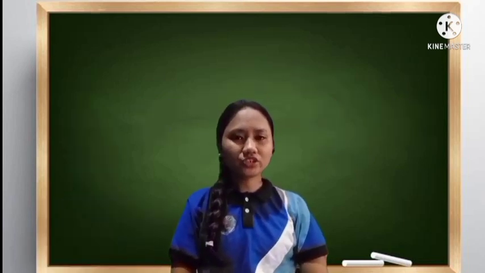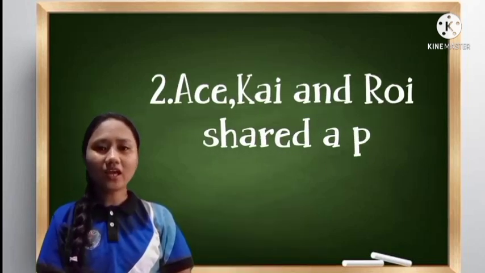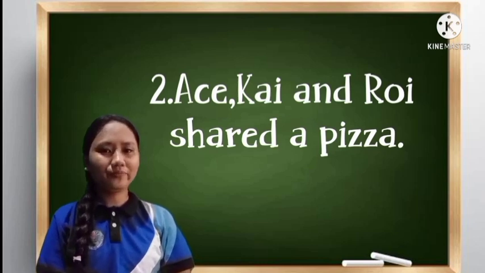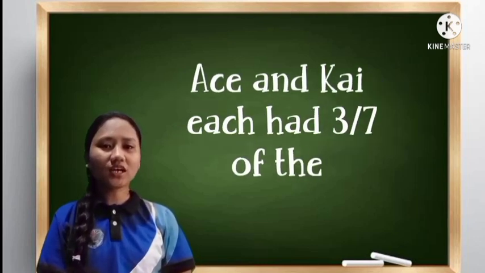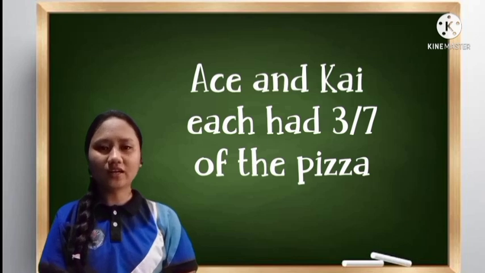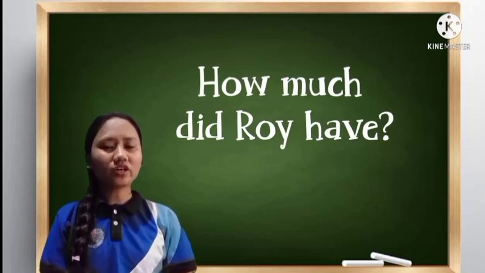For our next question, Ace, Kai, and Roy shared a pizza. Ace and Kai each had 3/7 of the pizza. How much did Roy have?